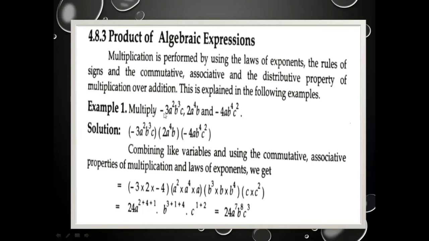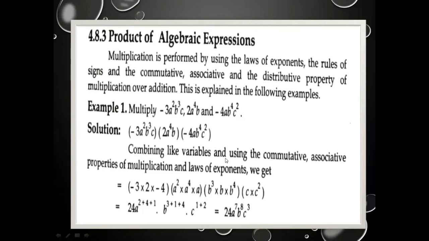Example number 1: multiply minus 3a square b cube c, 2a4b and minus 4a4c square. In the solution, we write all these three terms within brackets. Brackets mean we are going to multiply them.